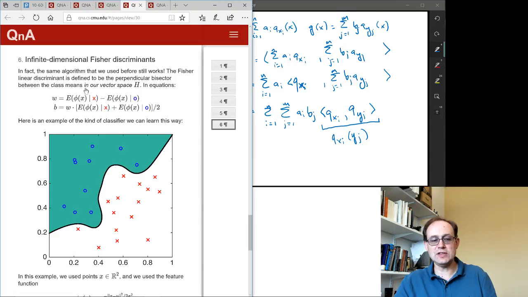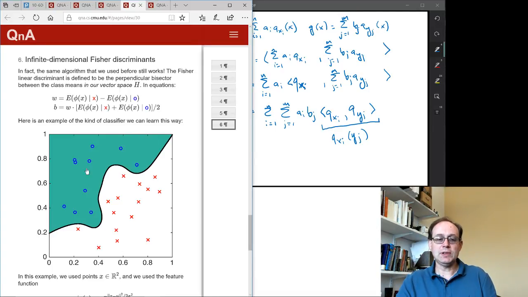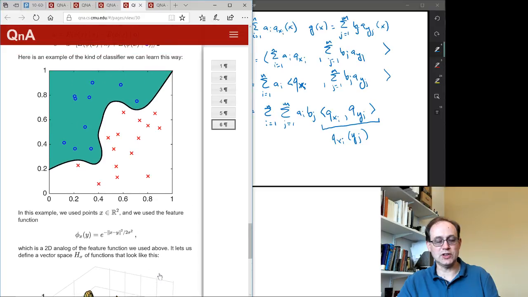So you saw these equations before where phi of x was a vector in R5. But this same thing actually works when phi of x is one of these infinite dimensional functions. And so if we apply this to this exact same set of points, here they're two-dimensional instead of one-dimensional because it makes a nicer plot, and we're using this feature function, which is a 2D analog of the feature function that we learned before, we get a discriminant function that looks like this, which you can see does a pretty good job of separating the two classes.